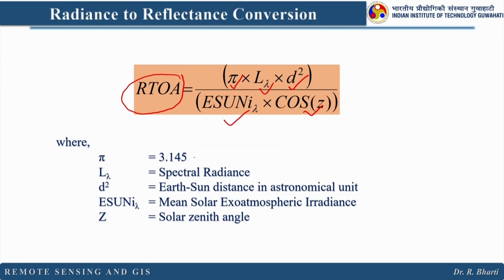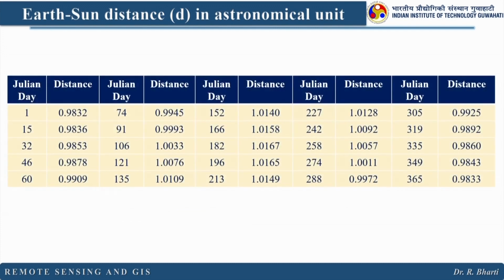Here the pi value is known, then L lambda is spectral radiance, again I am talking about the pixel values of the image. So, this equation has to run on the pixel level. Then d is basically Earth Sun distance in astronomical unit. Then ESUNI is mean solar exoatmospheric irradiance, which is provided by your space agency, and Z is the solar zenith angle. Again you have to derive this based on the available data in the metadata file. We will see.